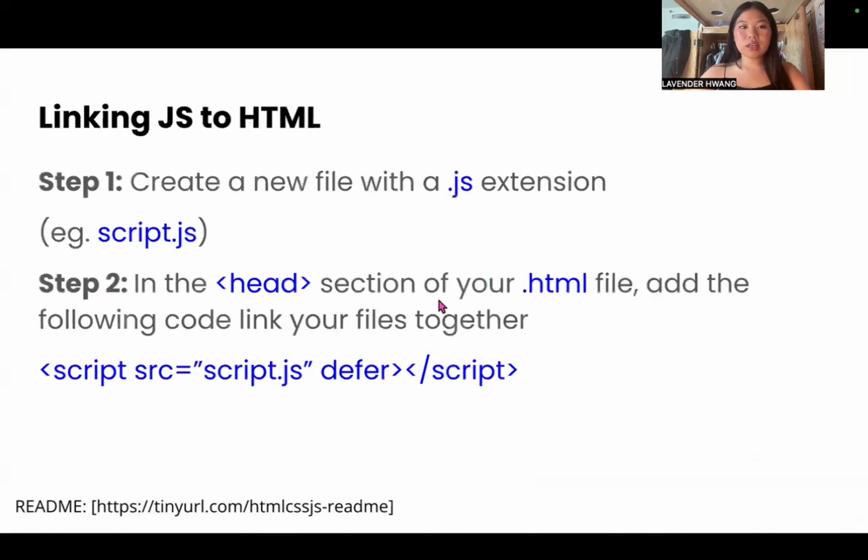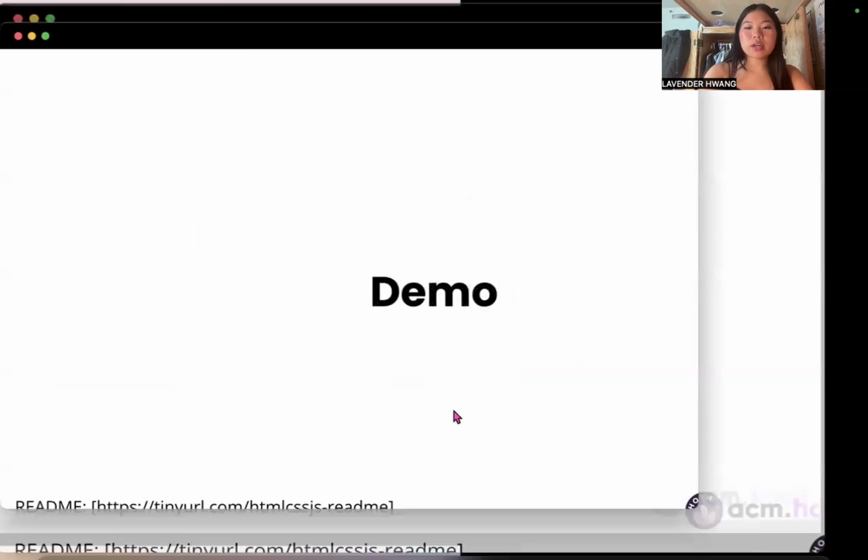Okay, so let's learn how to link our JavaScript to our HTML. It's kind of just like the CSS. You create a new file with a JavaScript extension, and it's standard practice to use script.js, main.js, or index.js, but I'm going to use script.js. Then in the head section of your HTML file, add this, which basically links your JavaScript file to your index.html file. So I'm going to go ahead and demo that.